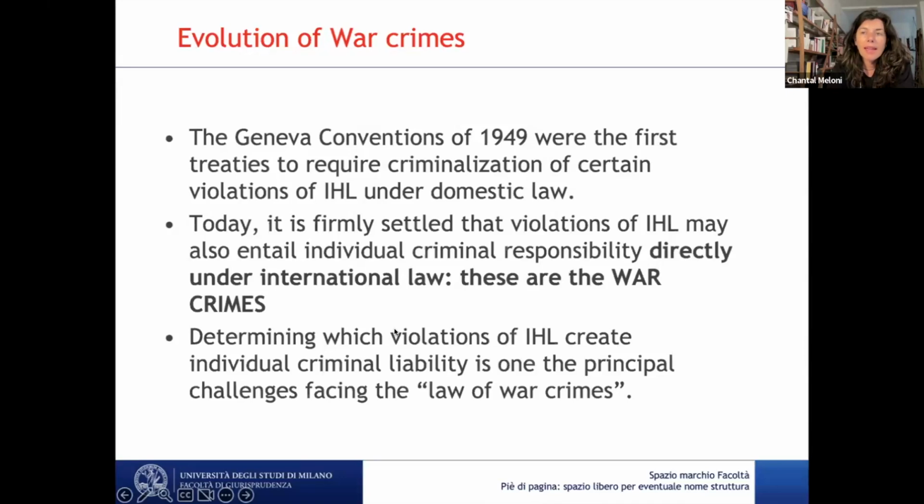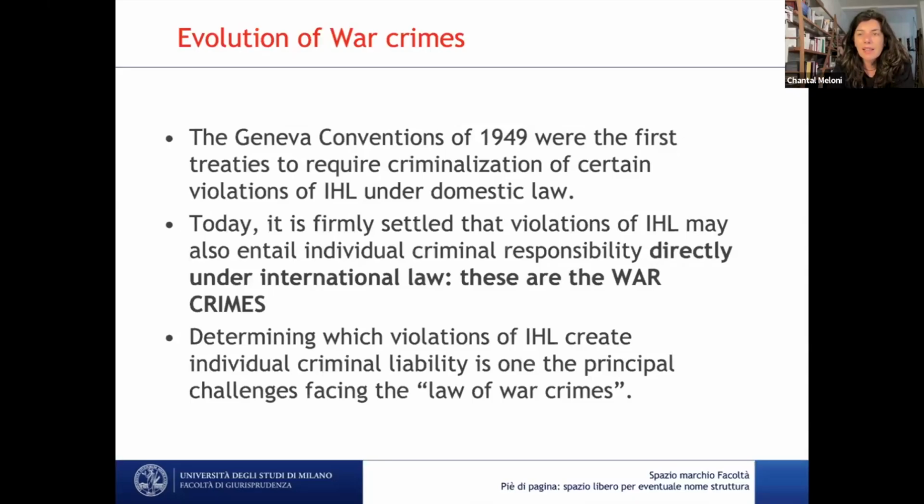And from 1949 till today, this law of war crimes has evolved, and the principle is firmly settled that certain violations of international humanitarian law entail individual criminal responsibility directly under international law. And these are exactly what we call the war crimes in international law, and are under the jurisdiction of international criminal tribunals, but also under the jurisdiction of domestic criminal tribunals.